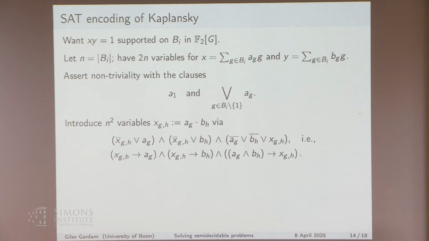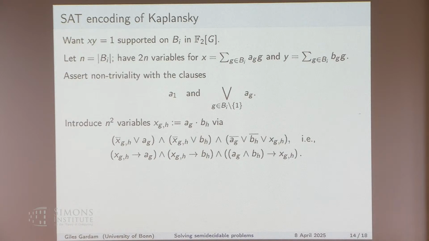Now I need to say that these 2 things multiply to give 1 in the group ring. And the way I do that without having some incredibly huge formula is to first introduce n squared auxiliary variables, say x_gh, and each of them will encode what I've written here. I guess I'm abusing notation all the time. I've written this here as a product in F2, which is just AND in the Boolean sense, and I can impose that this x_gh is exactly the same thing as AND, so a_g and b_h, by adding these 3 clauses.